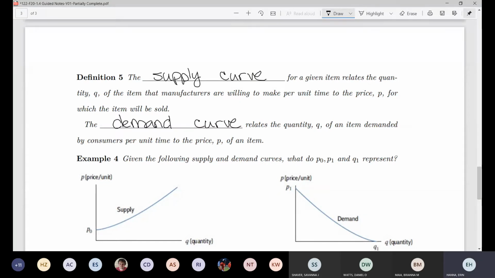And sometimes, you have to be careful when you're given these. Sometimes the price is the X, sometimes the quantity is the X, but it's still the same idea. Whatever point it is, it's the price that you're selling them for versus how many they're going to make for you.